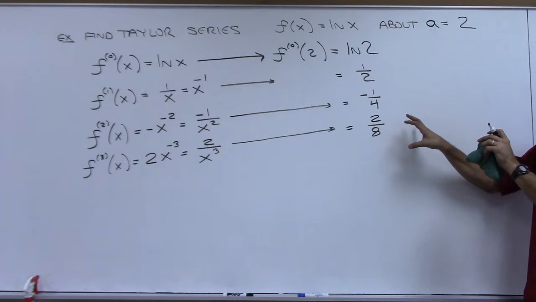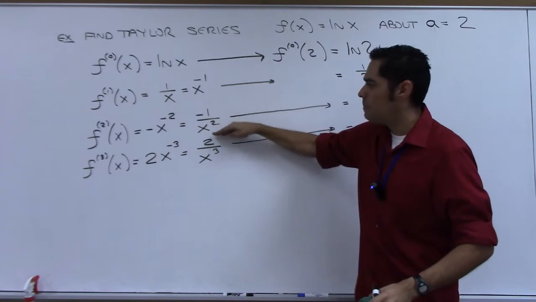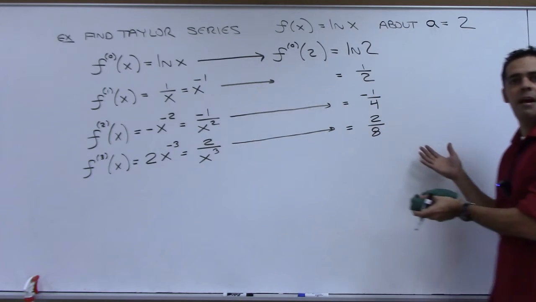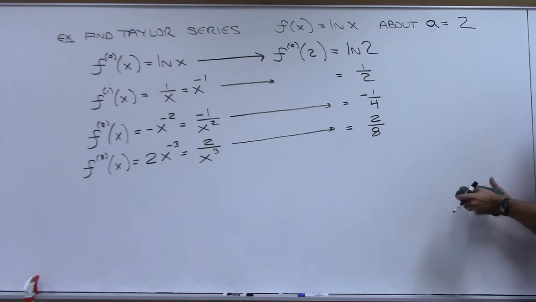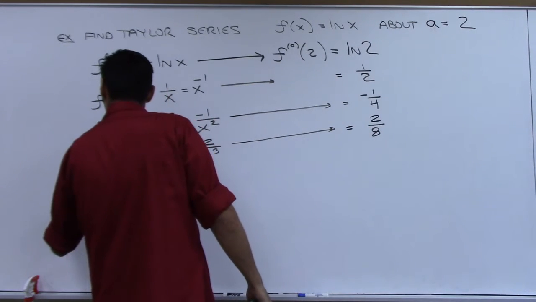On the pattern. Like nothing canceled on this one, right? I didn't have a 2 on top and a 2 on bottom that canceled. This one I happened to have it happen. Fourth derivative.